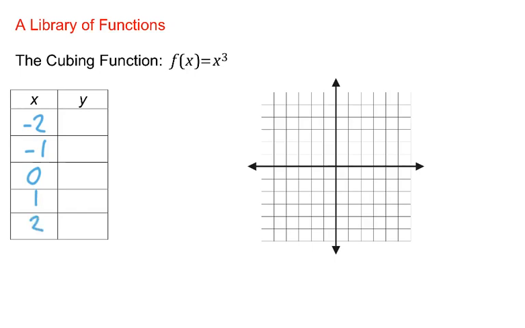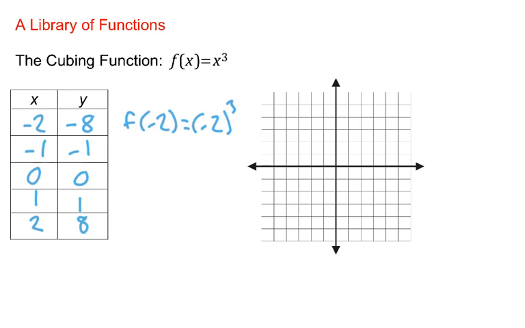Small, easy. Negative 2 cubed would be negative 2 times negative 2 times negative 2. A negative times a negative times a negative is a negative, and 2 times 2 times 2 is 8. So negative 2, negative 8. Negative 1 to the third: negative 1 times negative 1 times negative 1 gives you negative 1. 0 times 0 times 0 is 0. 1 cubed is 1, positive 1 though, and 2 cubed would be positive 8.